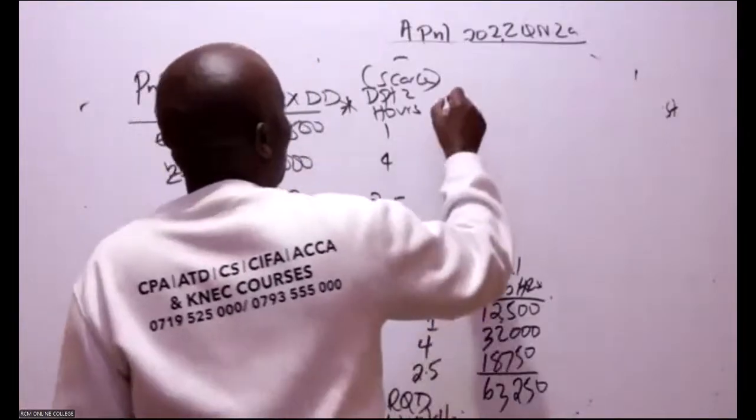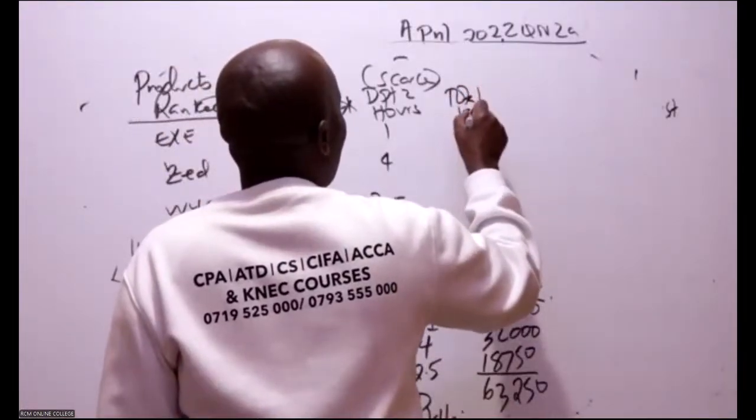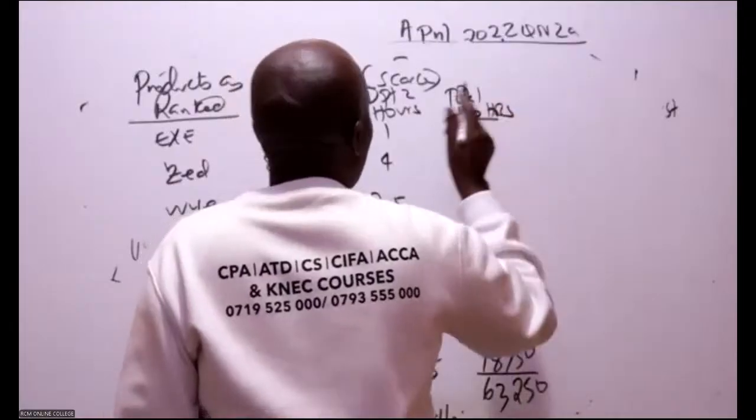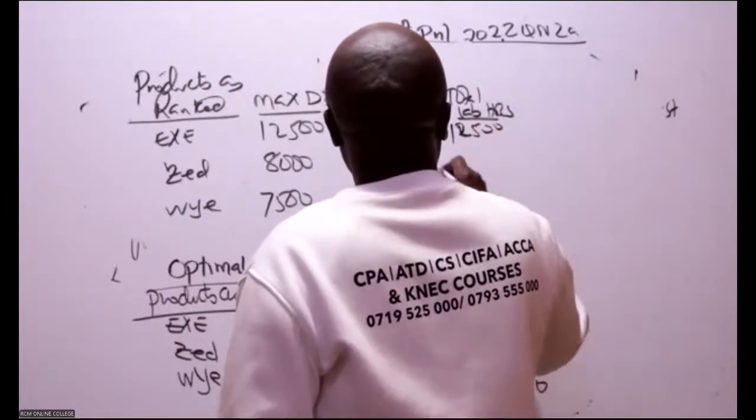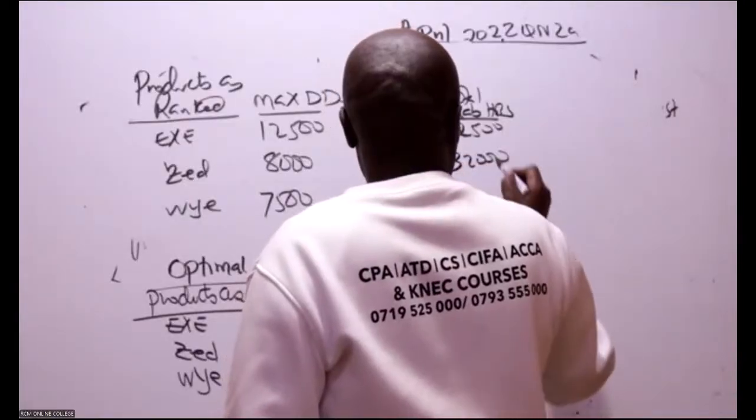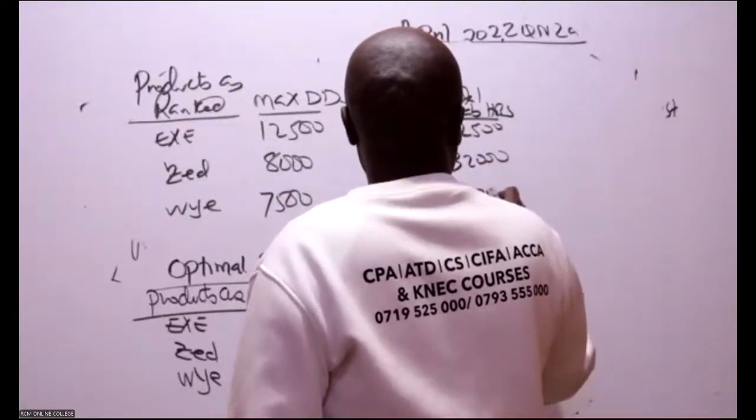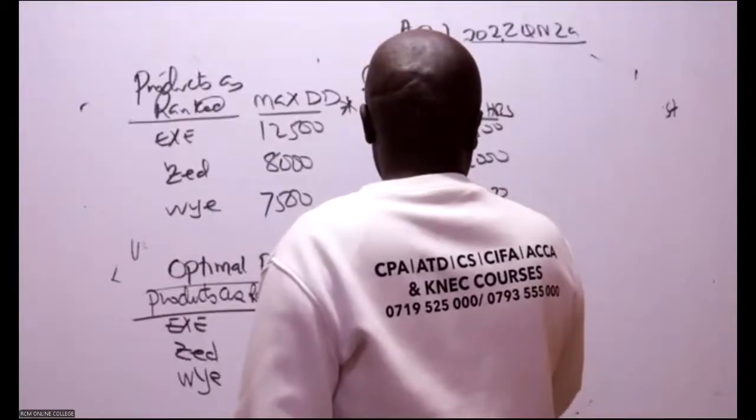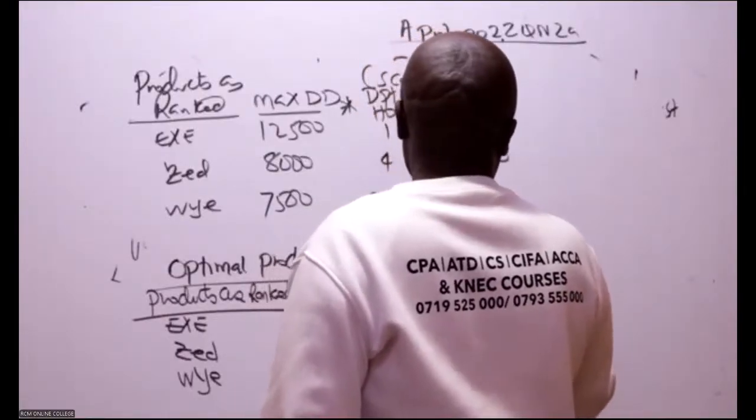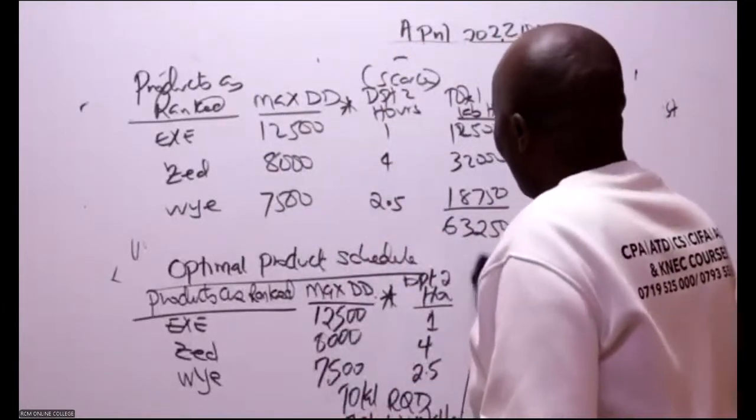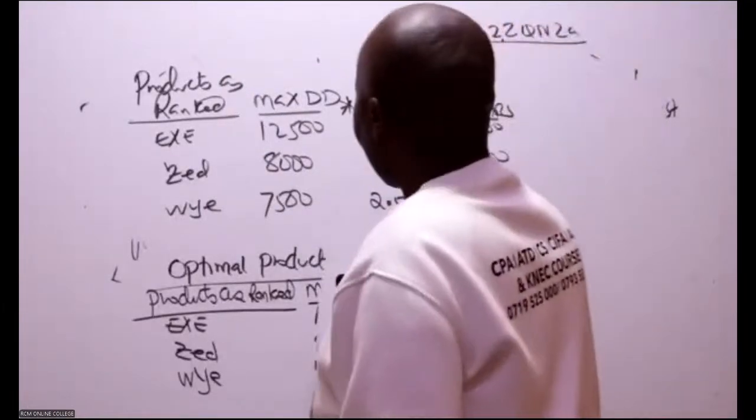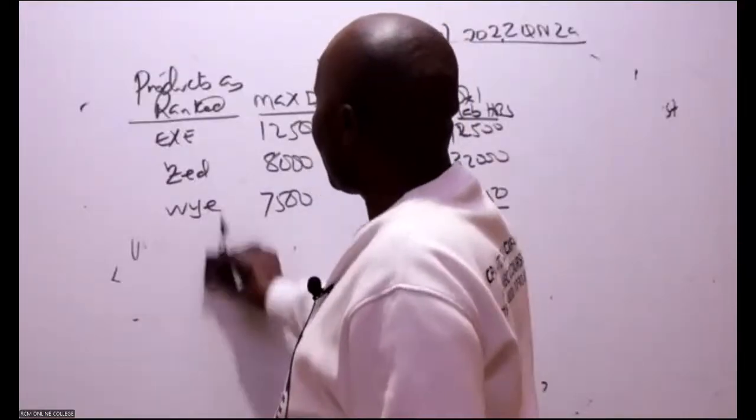Then we have total labor hours now. Total labor hours, you're multiplying. So this is 12,500, this is 32,000, this is 18,750, which gives me 63,250 as the total that is required to be able to deliver all the units demanded.